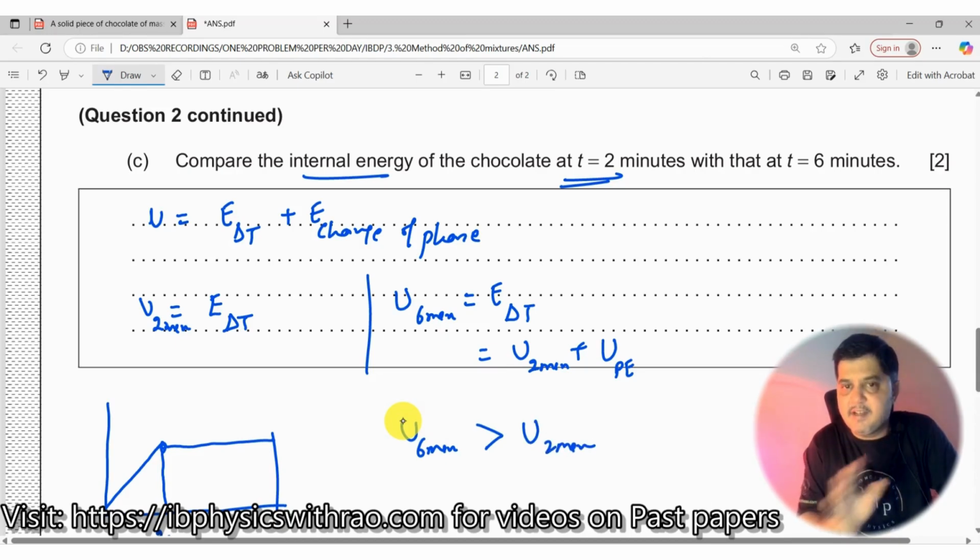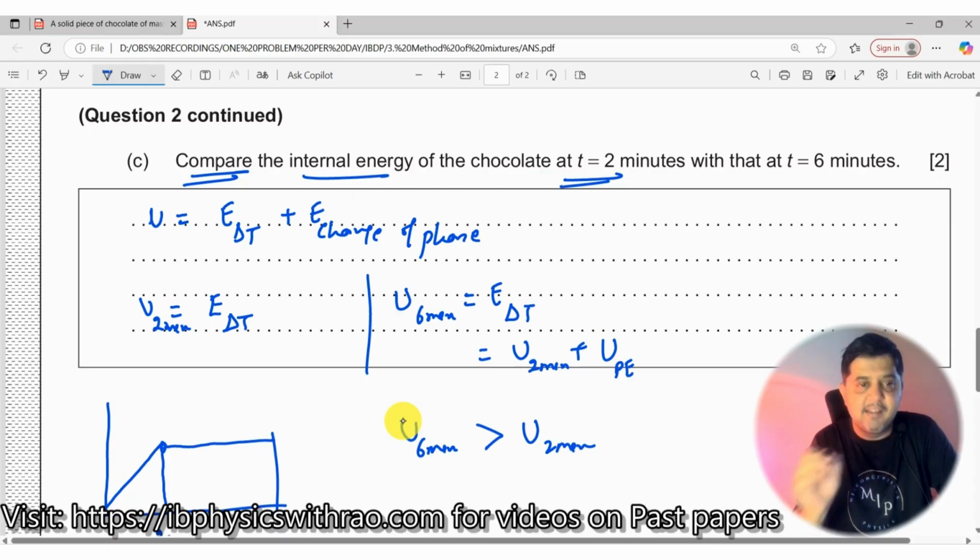See, I have not calculated anything here because the command term here is compare. Compare doesn't mean that you need to compute something and then compare. It also tells you that you can reason them logically. So you need not worry that you have not studied the internal energy expression, or forgot that it's not in the data booklet. That's not required over here. You just look at the comparison, and you can say the internal energy at 6 minutes was larger than the internal energy at 2 minutes.